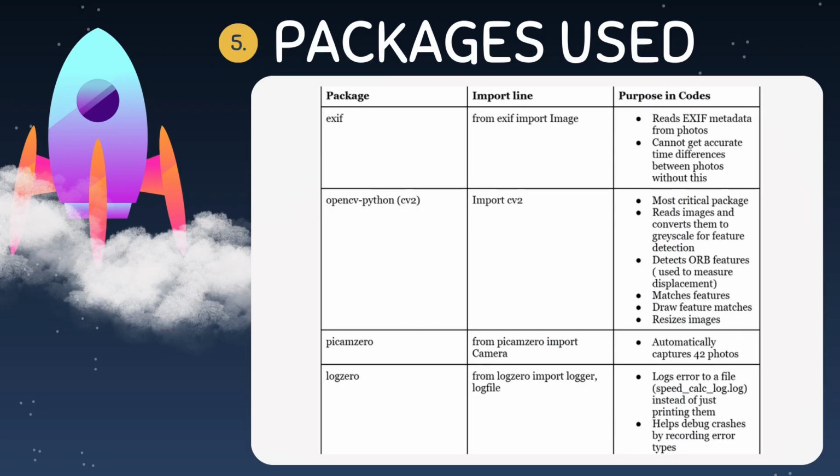Then let's talk about the packages used. The EXIF package reads the time each photo was taken so we can find the time between the shots. And then CV2 analyzes the photos to find matching features and calculate how much they moved in pixels. PiCamera takes 42 photos automatically, one every 5 seconds. And lastly, the logzero package logs errors to a file to help fix problems if the code crashes.